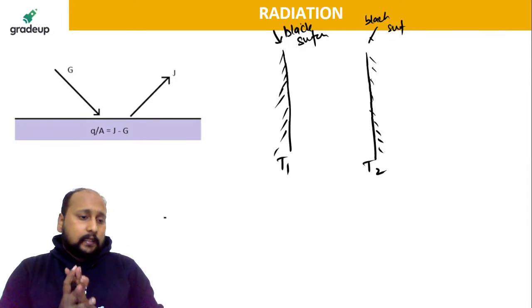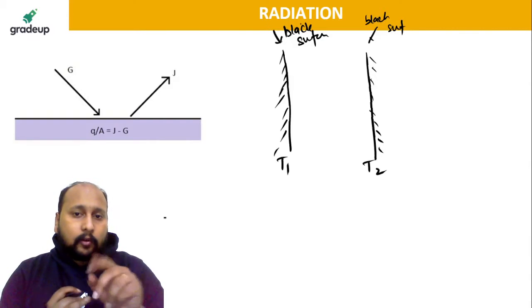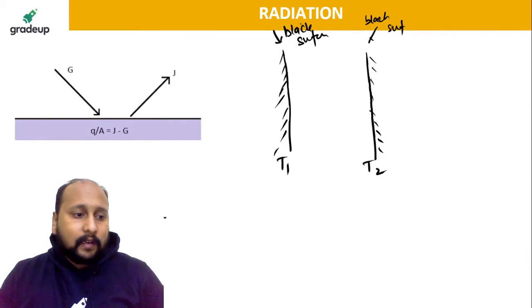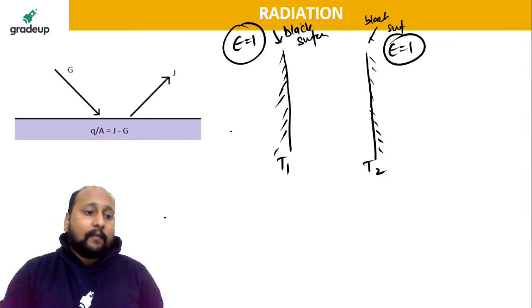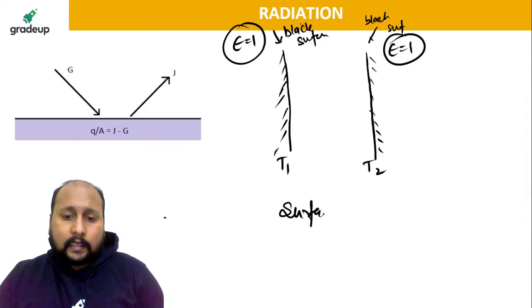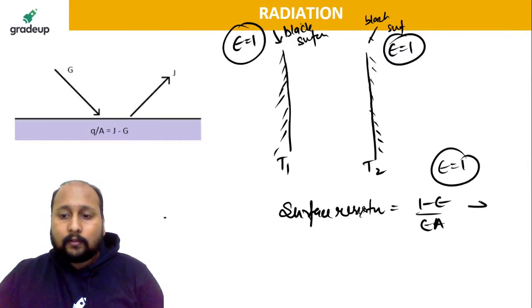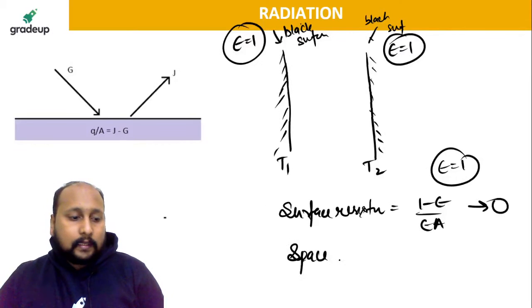We know that in radiation there are two types of resistance, surface resistance and space resistance. Now tell me what will be the surface resistance at surface 1. Sir, we know that for a black body emissivity is equal to 1, and this surface emissivity is also equal to 1. So we will have only one resistance, the space resistance. Why? Because surface resistance is equal to (1 minus emissivity) upon (emissivity times A), and if emissivity is equal to 1, this will be equal to 0. So we are left with only one resistance, the space resistance.